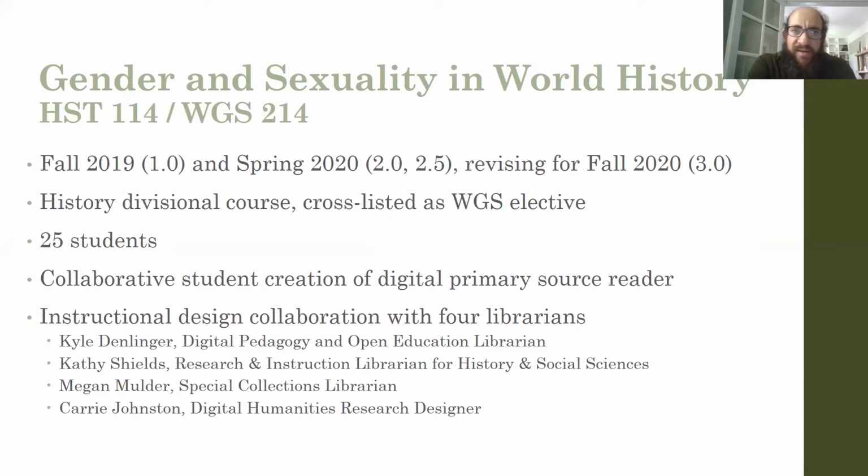And this is a history divisional course. It's cross-listed as a WGS elective. It generally has 25 students. And what I'm going to do today is talk about some of the problems that I was trying to address in creating this course.